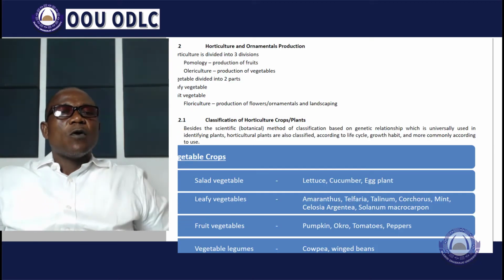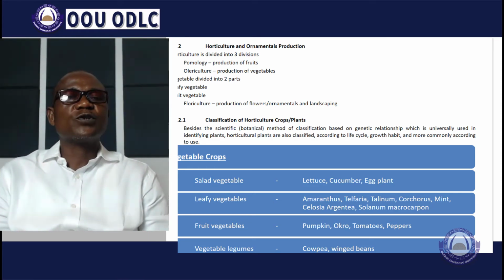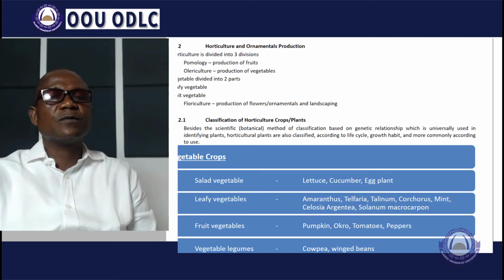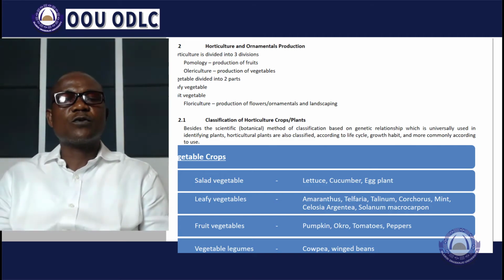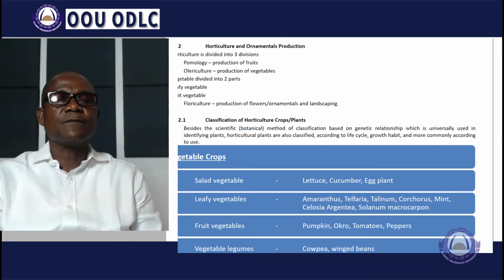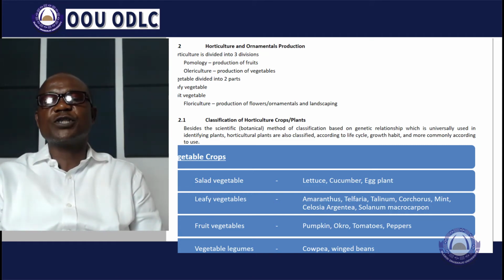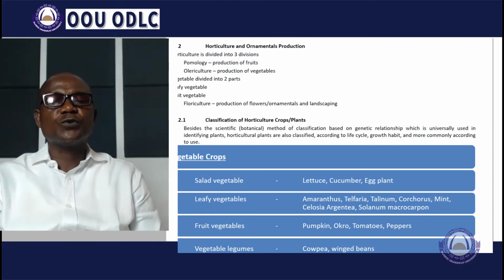Horticulture and ornamental production. Horticulture is divided into 3 divisions, which include pomology, which is production of fruits, olericulture, production of vegetables, and floriculture, production of flowers and ornamentals, including landscaping. Classification of horticultural crops and plants. Besides the scientific botanical method of classification based on genetic relationship, which is universally used in identifying plants, horticultural plants are also classified according to their life cycle, growth habit, and more commonly according to use.